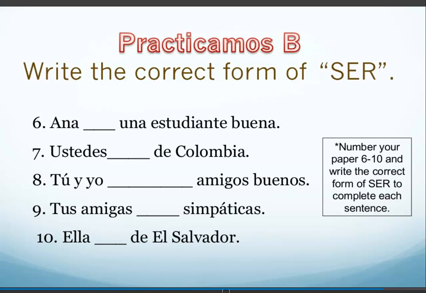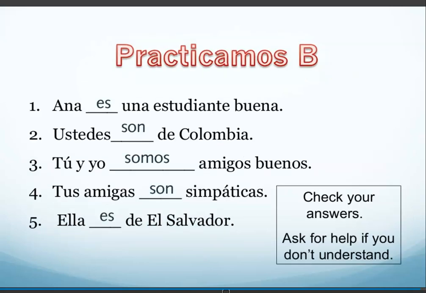Let's look at these together. For número 1, you should have said, Ana es una estudiante buena. The reason why you say es is because Ana is like saying ella, which is she. Ustedes son de Colombia. The form of ser that you use with ustedes is son. Tú y yo, you and I. That's a tricky one. You and I, whenever you include yourself, you're talking about something that we are doing.